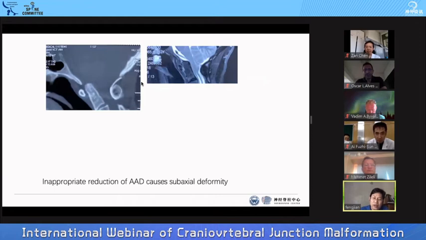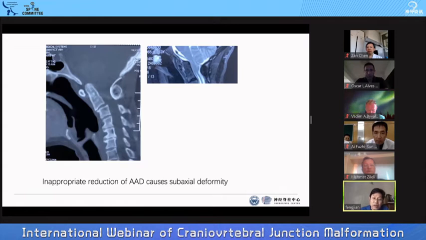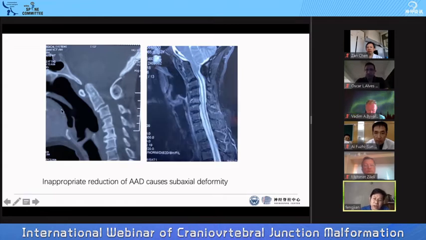But if we see this patient, this is the post-operative CT. We can see the reduction. It seems a very good reduction, and also from the MRI, there is a complete decompression of the spinal cord. But if we see the subaxial segment of the spine, with time, the patient developed subaxial kyphosis.